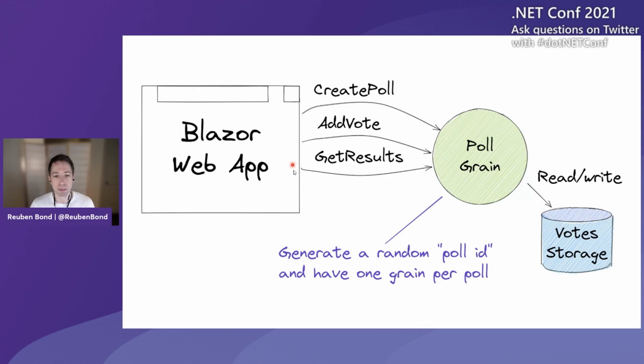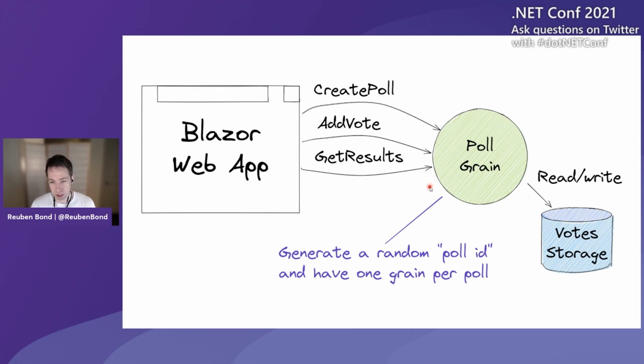So our Blazor web app, the front-end code, is just going to call these methods, call into the grain, and get the job done. So far, so good. That's great, actually. That will scale very well because you can add many, many, many polls. You can add many servers, and it'll scale practically linearly.